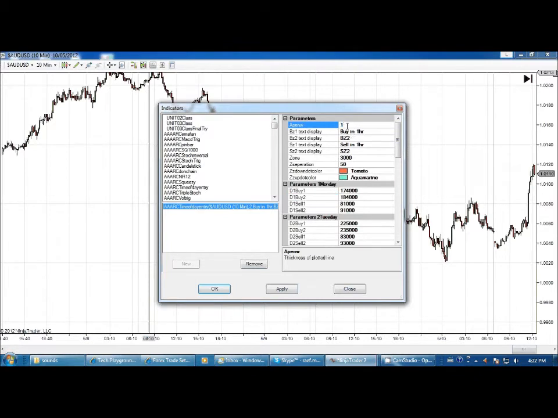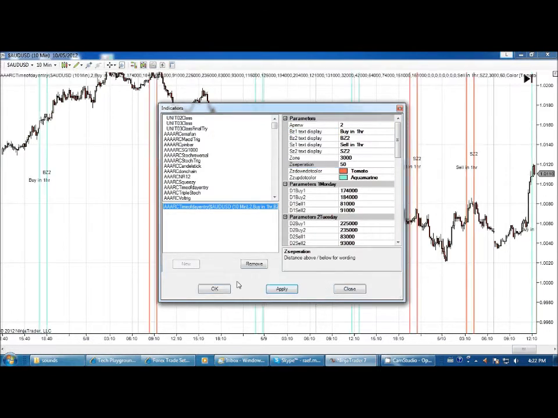This is the width of the line, and I can make it as much as I want. 2's pretty good. 1's a bit faint, 2's not too bad. Here are the colors that we're going to display, and here's the distance above the price action to keep this text out of the way. I want it 50 pips above the current price, just so it doesn't interfere with what I'm looking at. So I'm going to apply this.